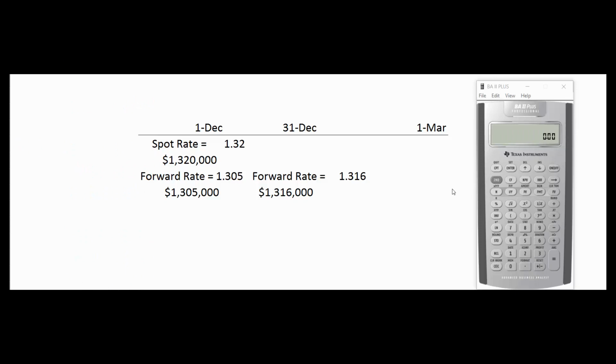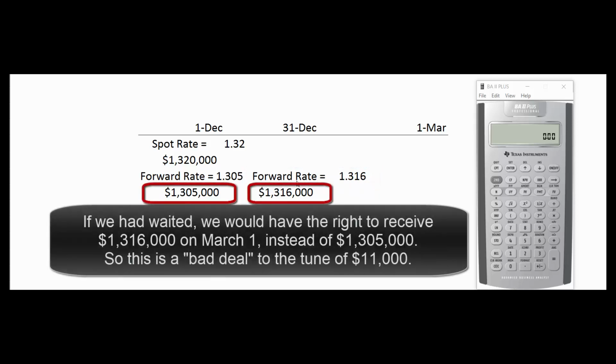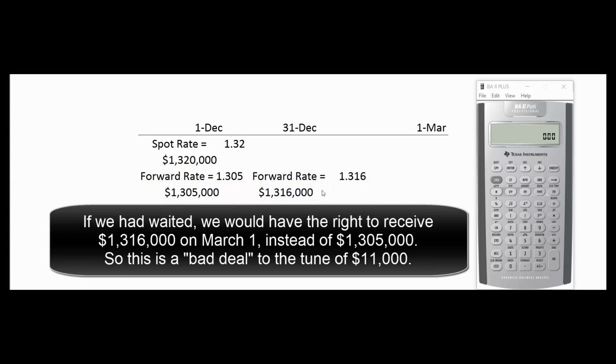Well, forward contracts are traded all the time. We can see on December 31st, if we had entered into a forward contract for euros on March 1st, what would the exchange rate be? And we discovered it would be 1.316. So that means if we had waited, we would have gotten $11,000 more than we did by locking in on December 1st. But that's not going to happen for 2 months, so we've got to find the present value of that $11,000 to find out how bad a deal we got here.